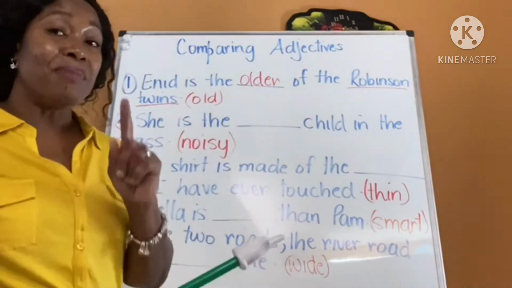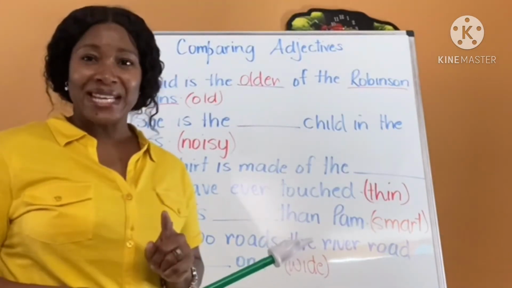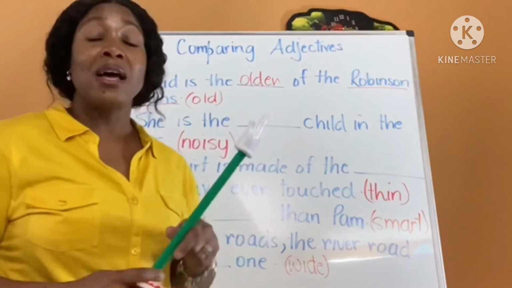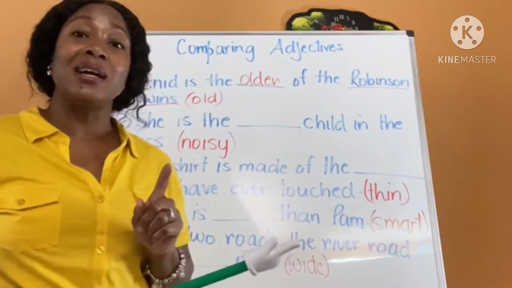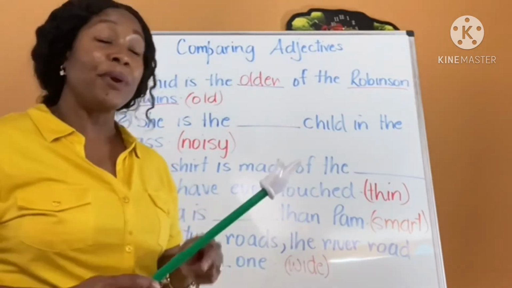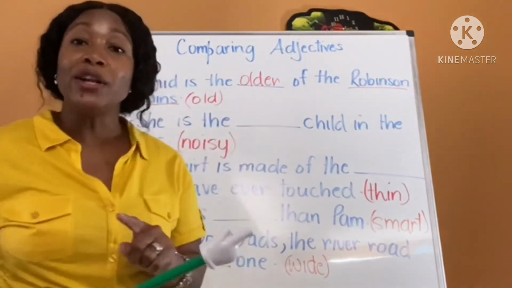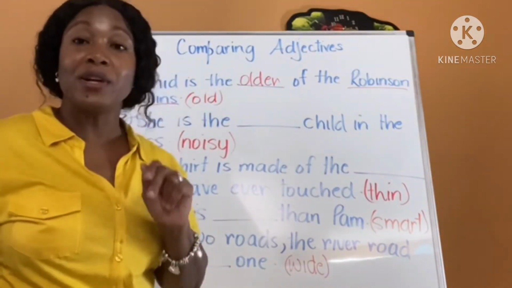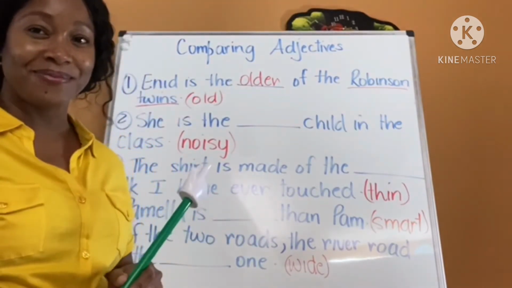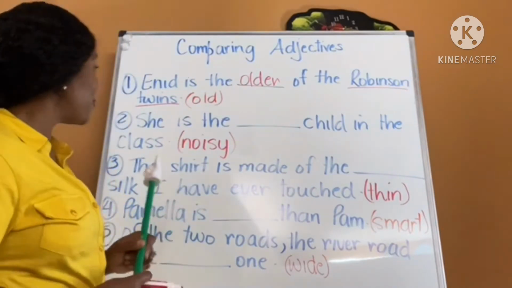And we might be tempted to say oldest because it might sound better. Enid is the oldest. However, we have to think about how many persons are we comparing. We're comparing Enid to one other person, so that's two persons we're comparing. It has to be the comparative degree. Let's look at number 2.